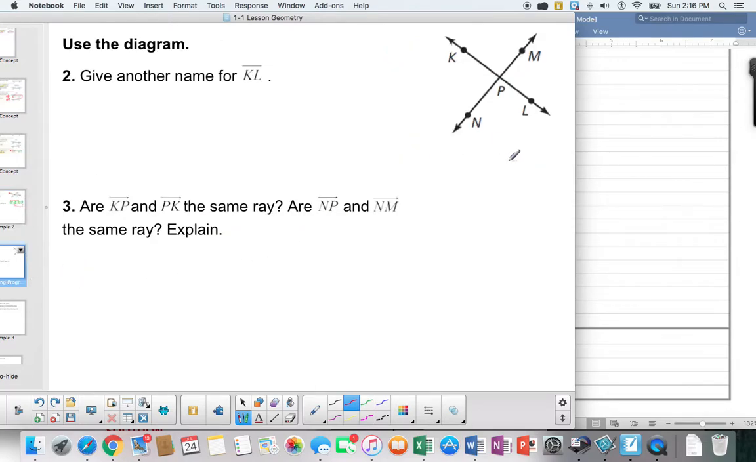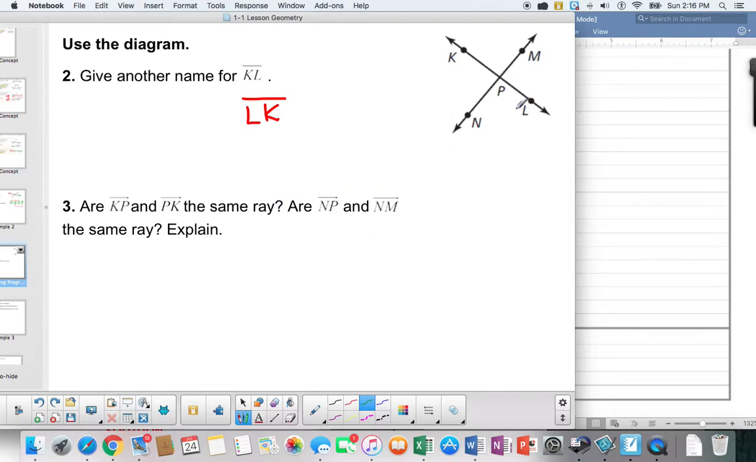Let's continue. Give another name for segment KL. We can just switch the letter order, and that'll be the same name. Are ray KP and ray PK the same ray? So let's start at K and go in the P direction. Change color. Now I'm going to start at P and go in the K direction, and the answer is no. One, they're not starting with the same point. And you see there's a little overlap, so opposite rays never do an overlapping. Now I'm going to undo all this color before I do the next problem.